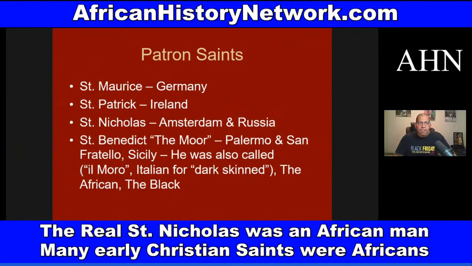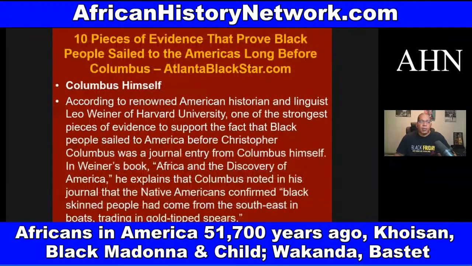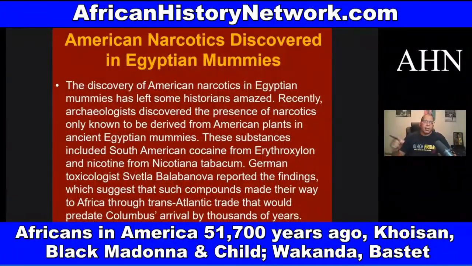All right, so these are just a few things that we deal with in the class. We look at evidence that proves that African people sailed to the Americas long before Columbus. We know that there were American narcotics discovered in Egyptian mummies. The discovery of American narcotics in Egyptian mummies has left some historians amazed. Recently, archaeologists discovered the presence of narcotics only known to be derived from American plants in ancient Egyptian mummies.